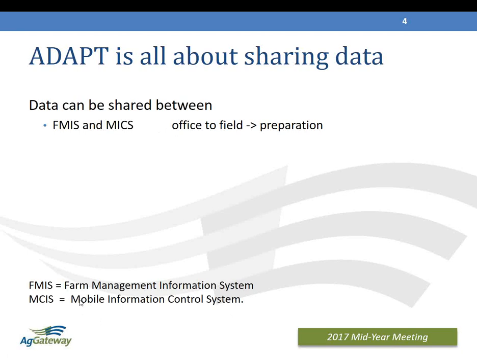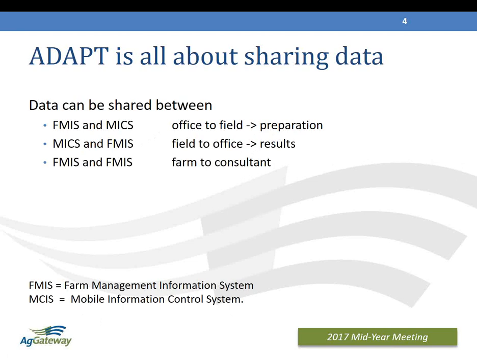And then an MICS is the acronym used to describe a mobile information control system. So in this case, if we're moving data between an FMIS and an MICS, we're probably preparing that MICS to go out and do some particular field operation. Likewise, I could be looking at moving data from an MICS back to an FMIS. So in other words, I've done that particular task out in the field, and now I want to take the data that's been collected and move it back into my office application.